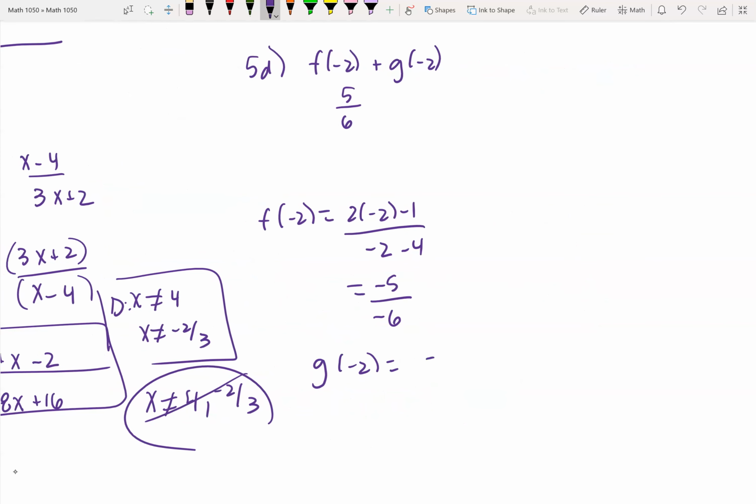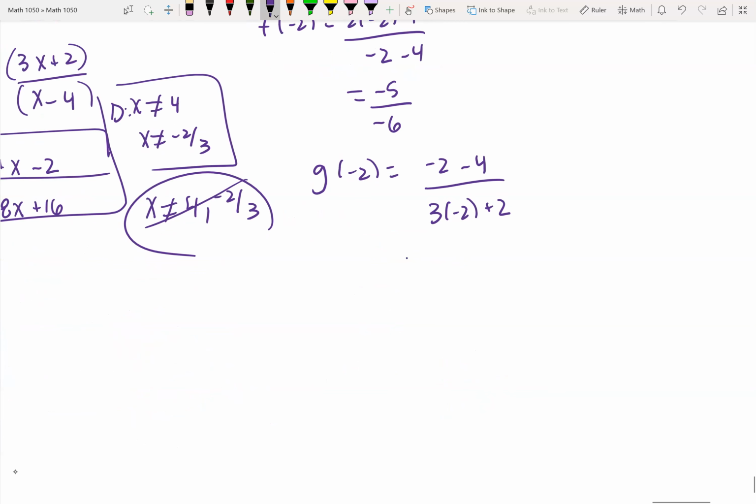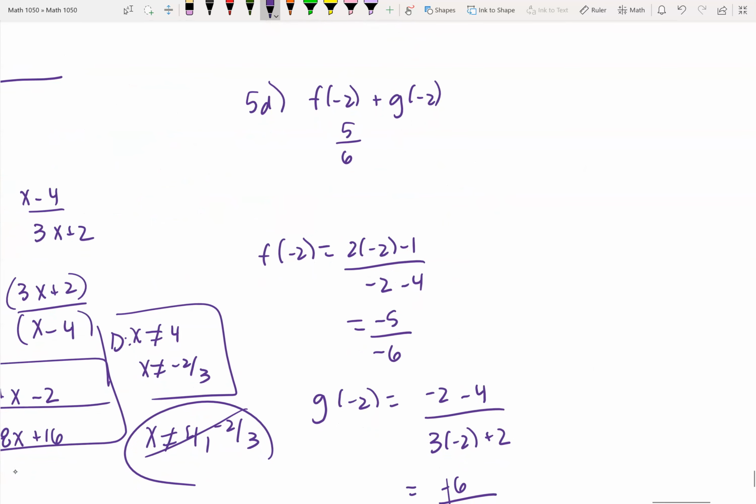Now I'm going to find g of negative 2. So I do the same thing, put it in my g of x. So that's negative 2 minus 4 over 3 times negative 2 plus 2. So that gives me a negative 6. On the bottom, negative 6 plus 4 is a negative, plus 2 is a negative 4. Those cancel, and it reduces to 3 over 2. So I'm going to come over here and make it 3 over 2.